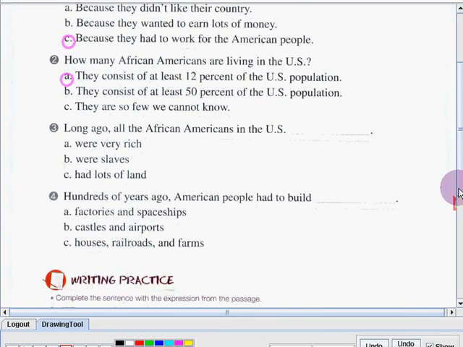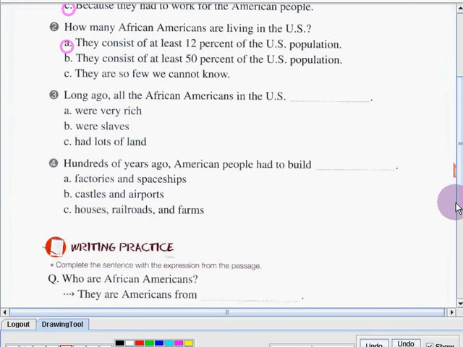Number 3. Long ago, all the African Americans in the U.S. blank. What was the status of the African Americans long ago? The answer is B. Long ago, all the African Americans in the U.S. were slaves.